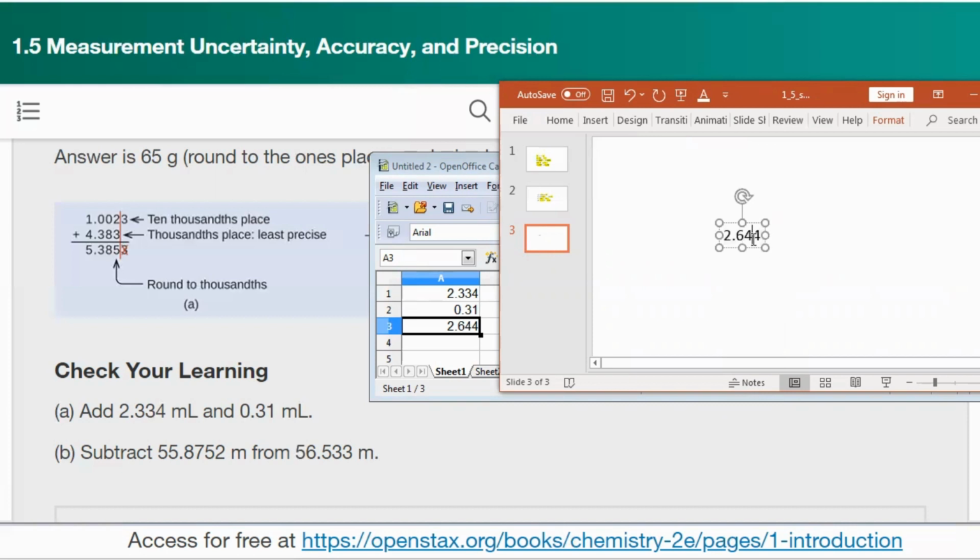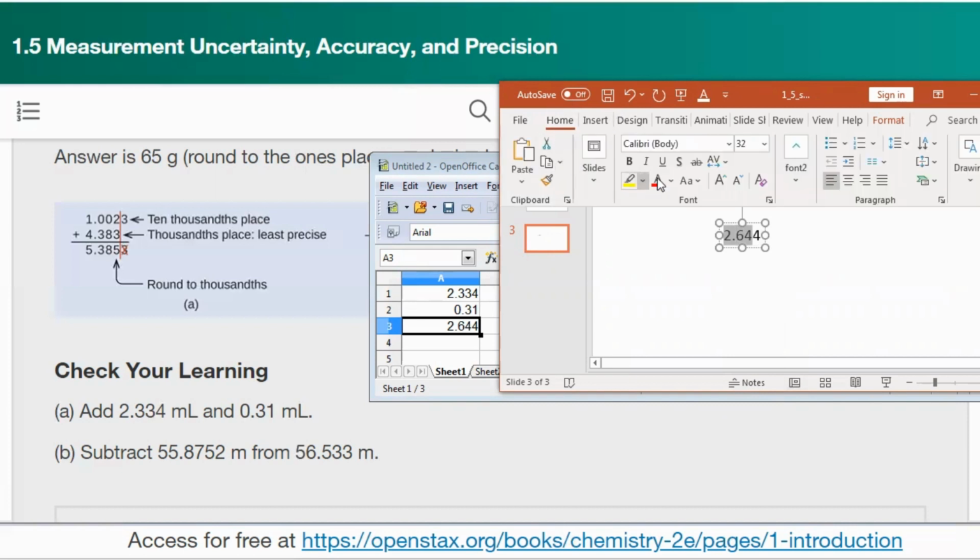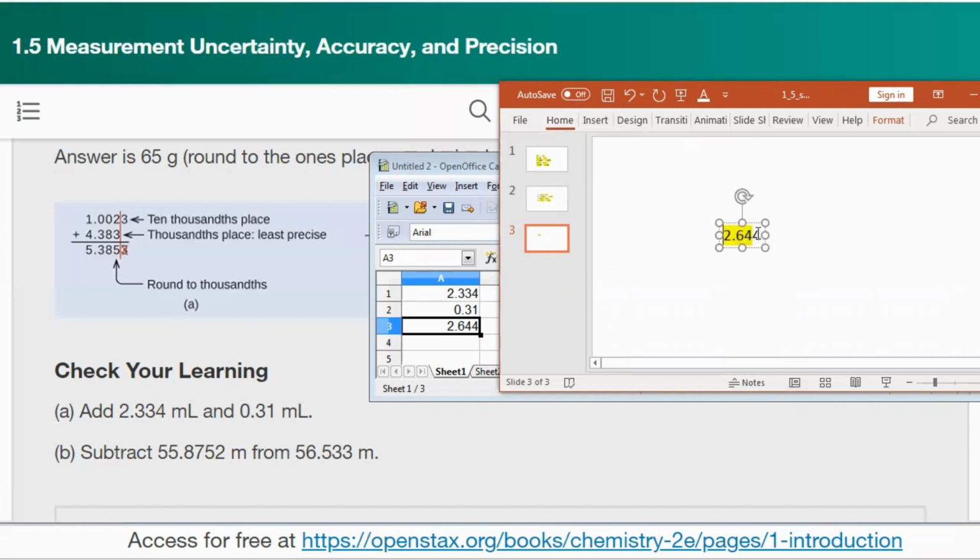We only want to preserve 2 decimal places. And so, since the number we're going to drop is less than 5, the answer is 2.64. We round down.